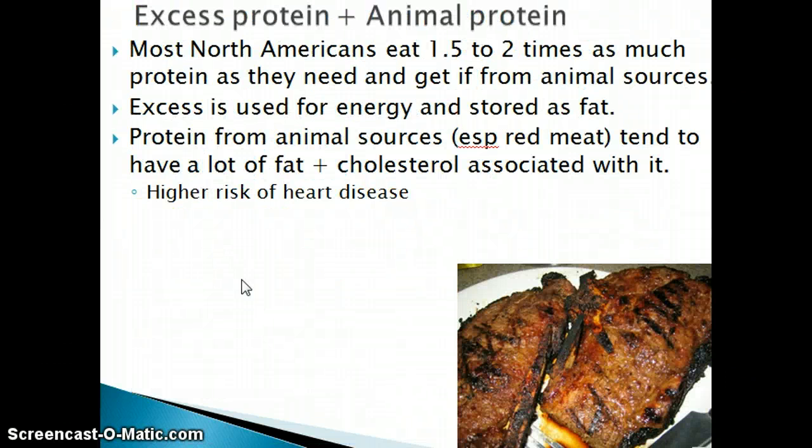Now, excess protein and animal protein. Most North Americans eat 1.5 to 2 times as much protein than they need. And they're getting this from animal sources. 2 problems. 1, excess is stored as fat, not as protein. So if you just eat a lot of protein, you're not going to build muscle. Unless you work out, it's going to be stored as fat. And animal sources, especially red meat, that's lamb and beef, tend to have a lot of fat and cholesterol in it. And this increases your risk of heart disease.